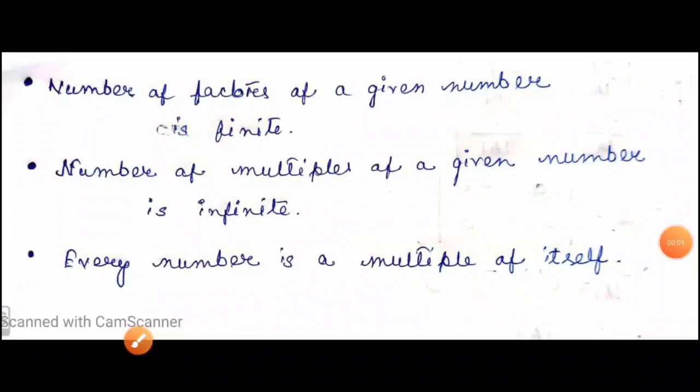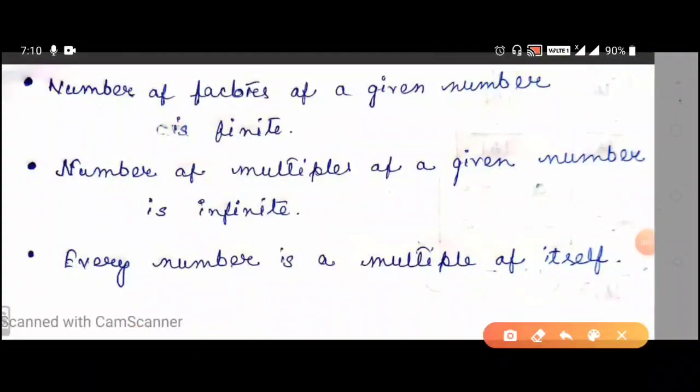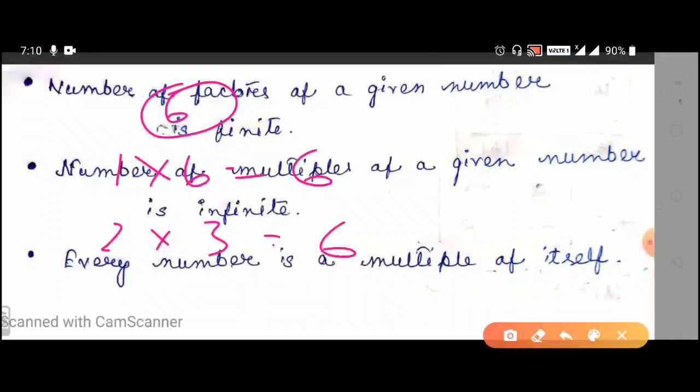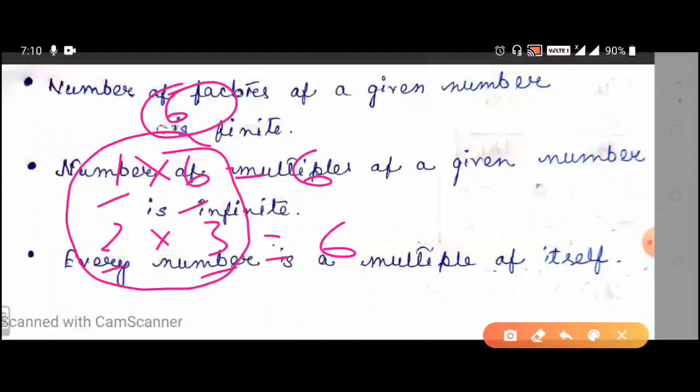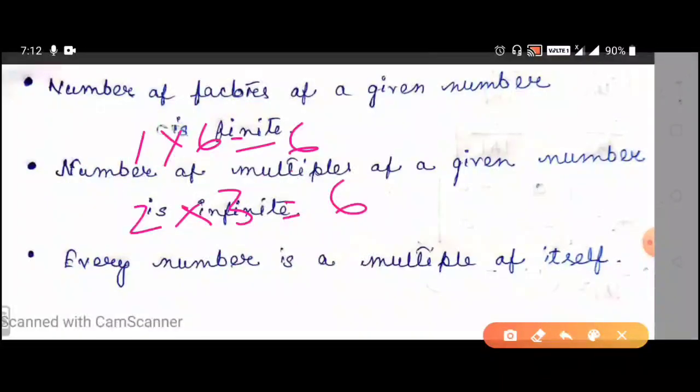I am again repeating what are factors and what are multiples. Whenever we are taking the example 6, we have written 1 into 6 is equal to 6, 2 into 3 is equal to 6. Here the numbers on the left hand side of the equal sign are representing factors. Here 1, 2, 3, 6 are the factors of 6, and on the right hand side this 6 is representing the multiple of 1, multiple of 6, multiple of 2, multiple of 3.